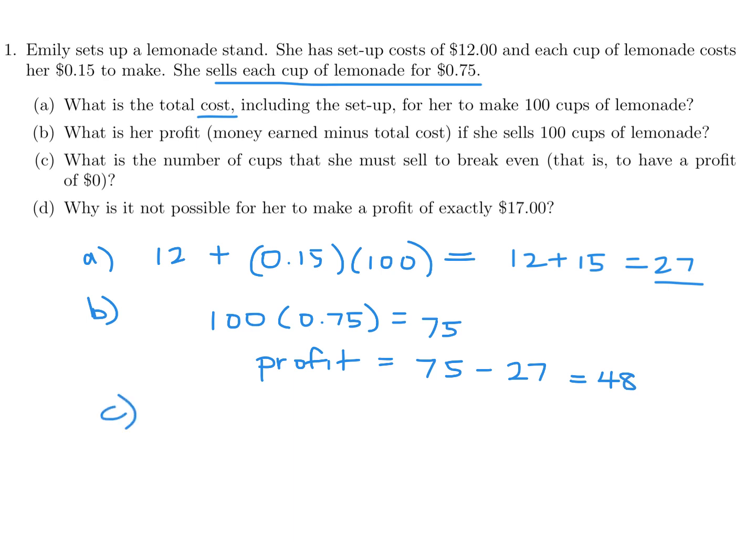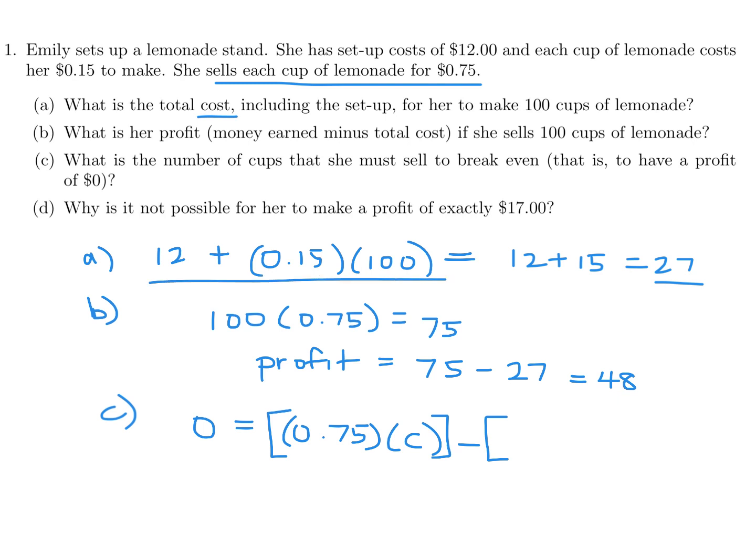Okay, part C. What is the number of cups that she must sell in order to break even? That means having a profit of 0. So they're basically combining part A and part B. Our revenue is 75 cents times the number of cups she sells, which I will represent by C. And our cost is very similar to up here. It's $12 plus 15 cents per cup of lemonade, so 12 plus 0.15C.